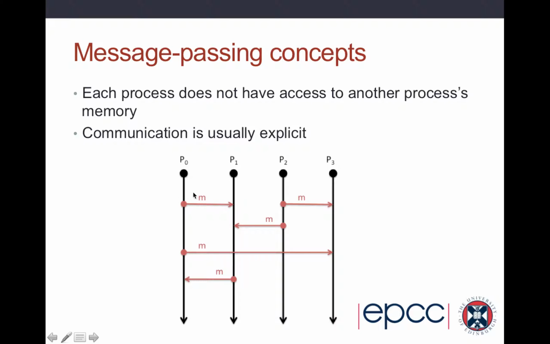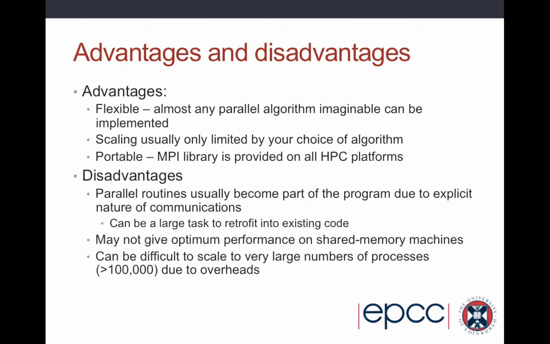Here it is the responsibility of the programmer, the person writing the program, to specify how the processes communicate with each other. There are libraries that can abstract it for particular operations, but essentially it's explicit parallelism. Advantages and disadvantages of this method: one is that it's very, very flexible. If you can imagine a parallel algorithm, you can implement it using message passing programming. And the scaling is not limited so much by the programming model, but by your choice of algorithm. If you have an algorithm that scales, then you can make it scale.